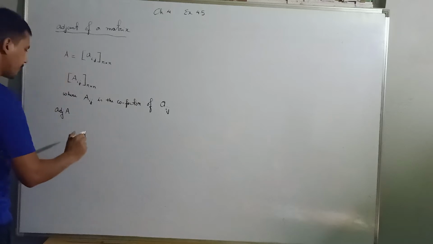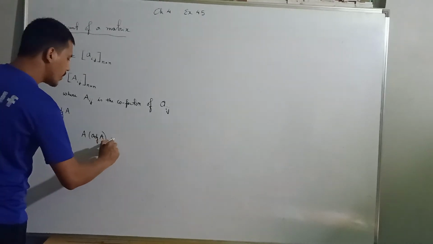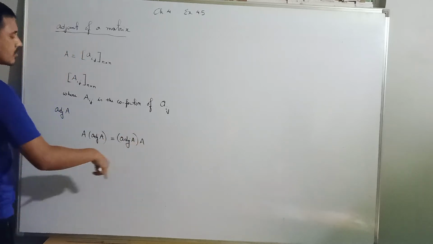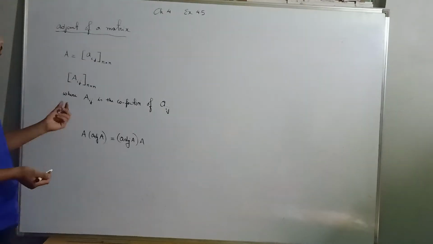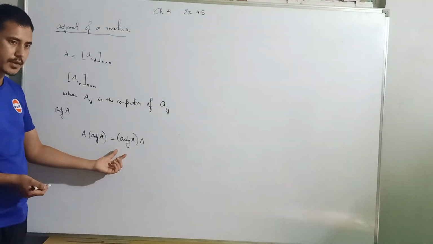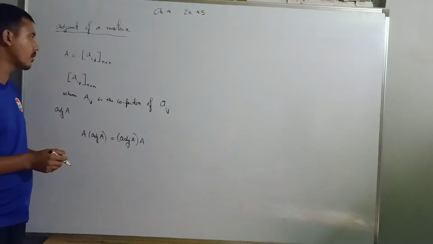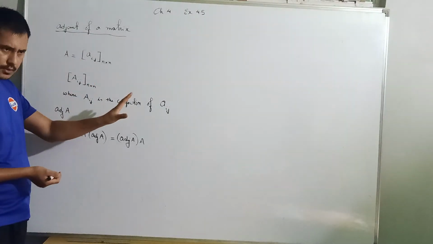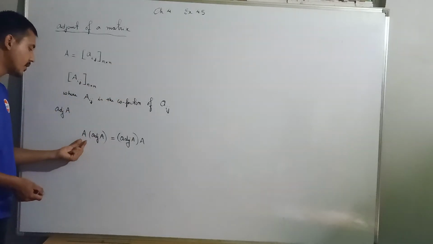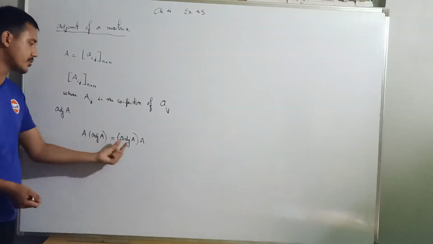Now, any matrix A times the adjoint of A is always equal to adjoint of A times your matrix A. So the adjoint of A and your matrix A satisfy the commutative property of multiplication. Actually, in general, matrices do not satisfy the commutative property of multiplication. Some do, but in general they do not. But in this case, the commutative property of multiplication is true for any square matrix A.